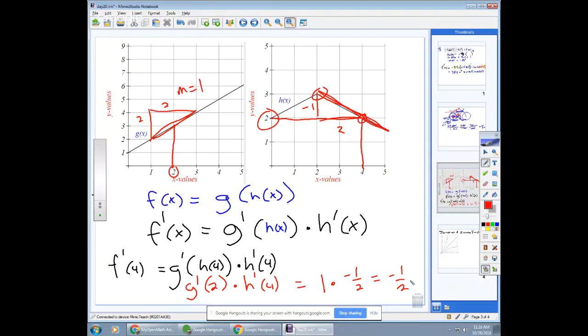So it's a matter of first figuring out what the chain rule tells us about this composition, and then backtracking and looking at the graphs to see if we can pull out the right numbers. So I think it's negative 1/2.